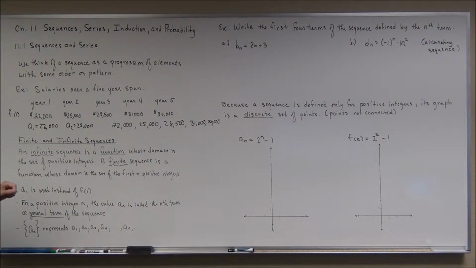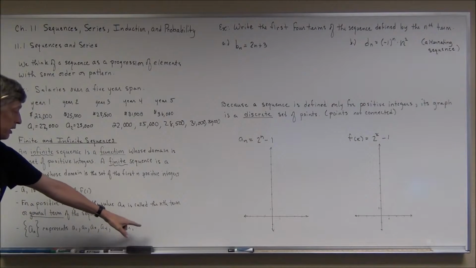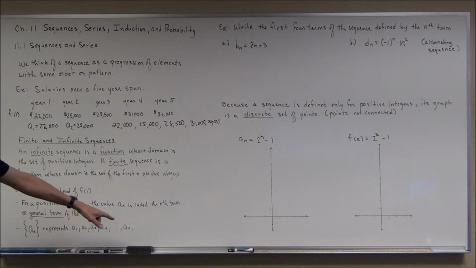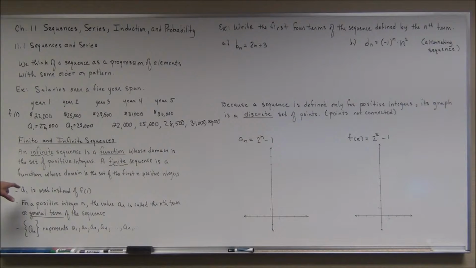What we normally do, if we can write the general term, is list it with braces around it, and this symbol right here represents the entire sequence: a sub 1, a sub 2, a sub 3, all the way up to a sub n, and so on and so on, depending on whether it's infinite or stopped somewhere. I'm going to do a couple of examples coming up, but I want you to get used to the notation: a sub 1, a sub 2, a sub 3, and so on.